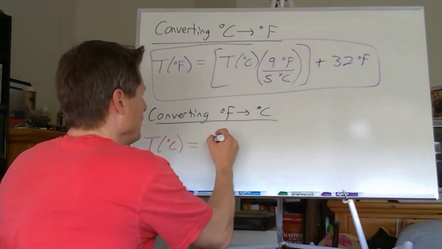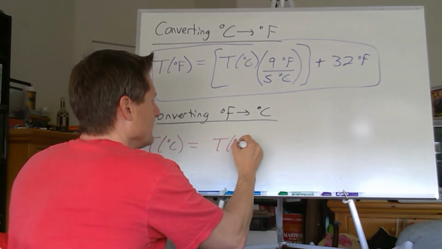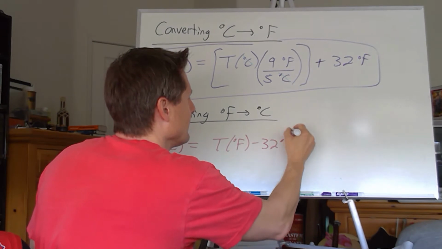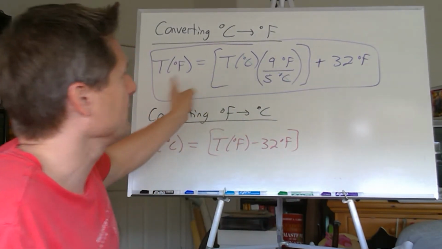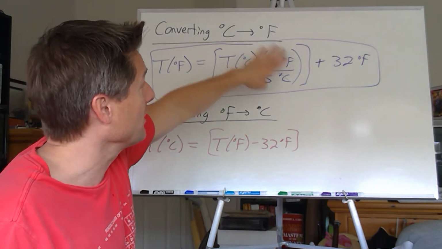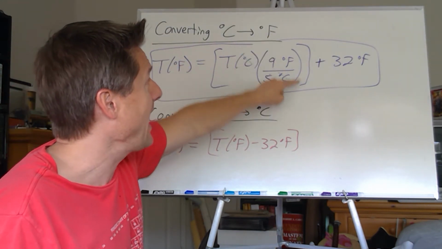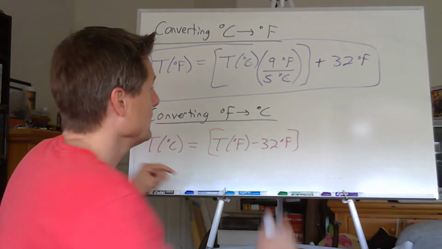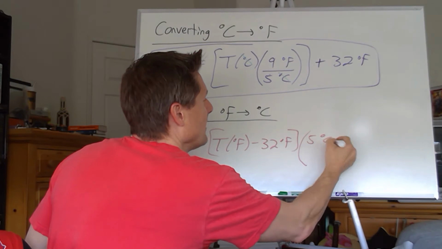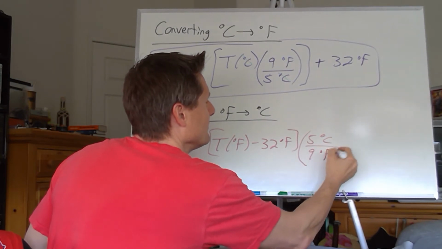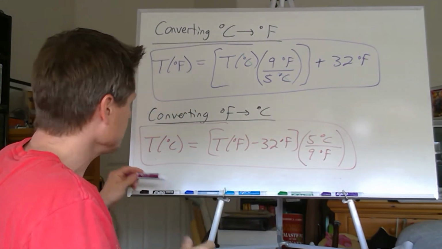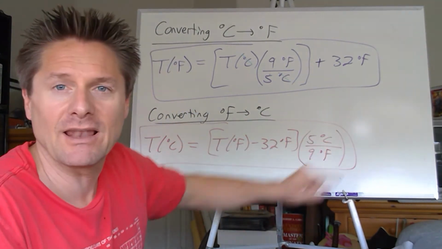So I'm going to take the temperature in degrees Fahrenheit and subtract the 32 degrees Fahrenheit from both sides. So now that's gone, right? It's over here. Then I want to get rid of this. So I'm going to multiply both sides by the inverse of this, correct? Or you can see here, there are 5 degrees Celsius for every 9 degrees Fahrenheit. Oh, and you can see how the degrees Fahrenheit cancels out, leaving you with Celsius.